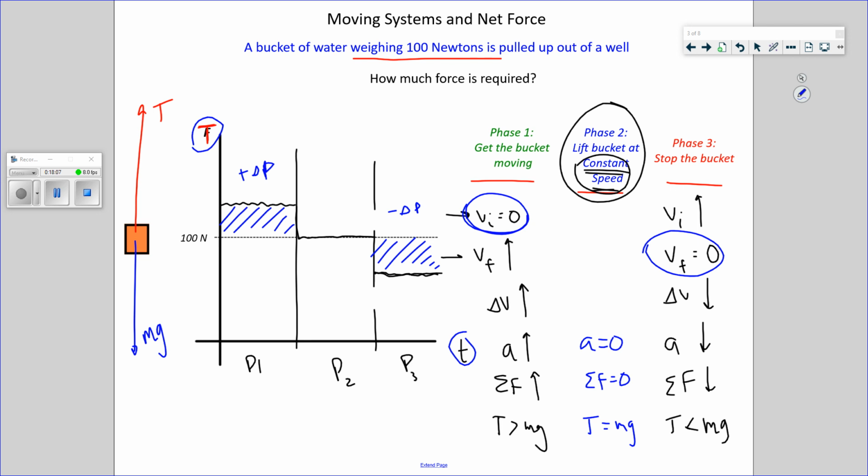If you haven't talked about momentum yet, that's okay. Kids in my classes have. Okay?